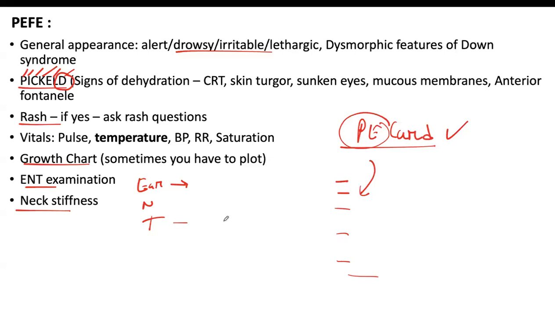Does it make sense, guys? Like, what should be the face-to-face physical examination?